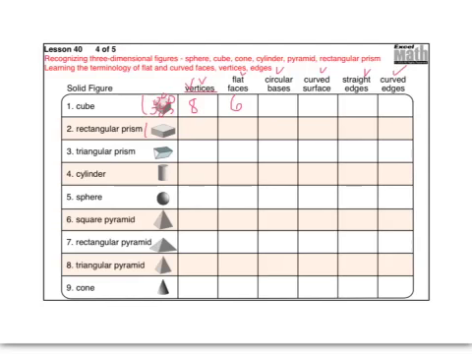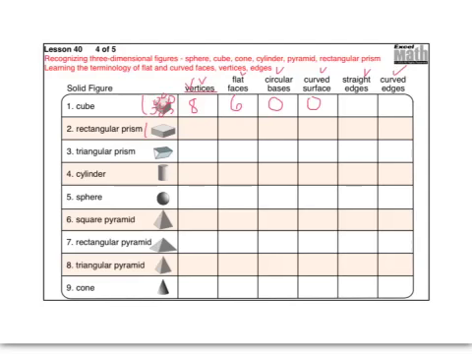Okay, how about circular bases? Well, there's no circles on there, so we're going to put a 0. And how about a curved surface? Is there any sort of a surface that if you set your drink on it, it would just fall right off? No, they're all flat. They would all hold your drink nicely. So we're going to say there's 0.